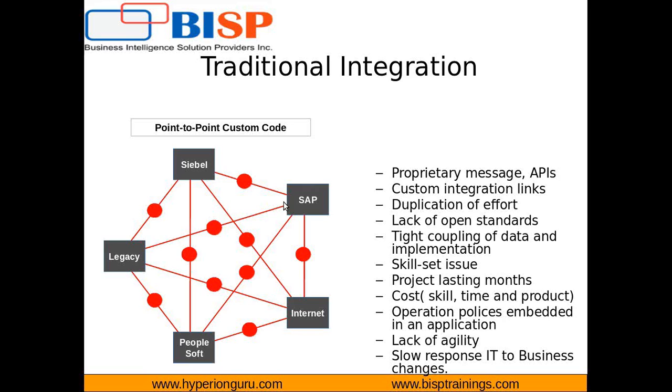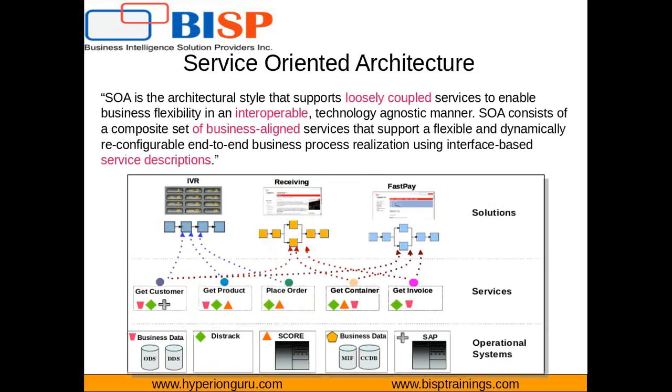Now, in order to solve this, we have service-oriented architecture. Let me take a step back and go through the definition of service-oriented architecture. It's an architectural style that supports loosely coupled services to enable business flexibility in an interoperable, technology agnostic manner. SOA consists of a composite set of business aligned services that support a flexible and dynamically reconfigurable end-to-end business process realization using interface-based service descriptions.